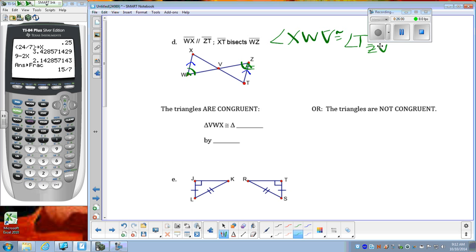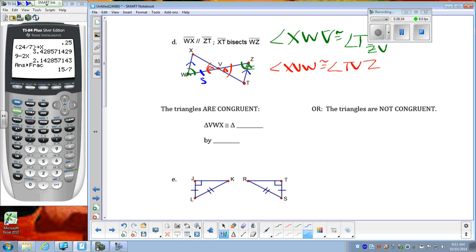Using some vertical angles, I know that angle XVW is congruent to angle TVZ. So that's another angle. And the last thing I know is that XT bisects WZ. So that means XT splits WZ in half.